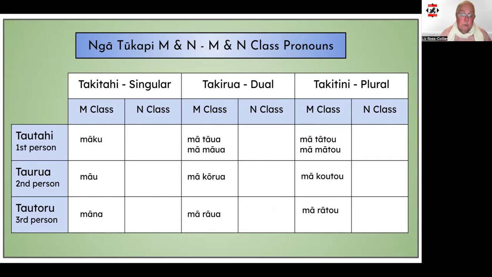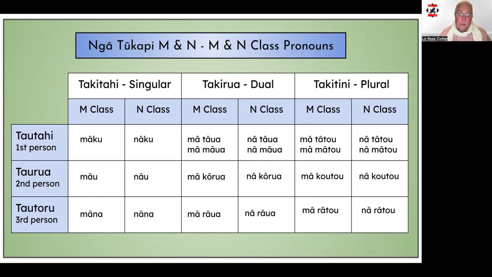The same exact rules apply to the N class, but now we are saying someone did something in the past. Starting with the singular, nāku, I did. Nāu, you did. Nāna, he, she, or it did. I'm just going to go ahead and fill in the rest. So now we've put together an M and N class pronoun chart for you to add to your learning kete. I'll give you some examples on how they're used now.